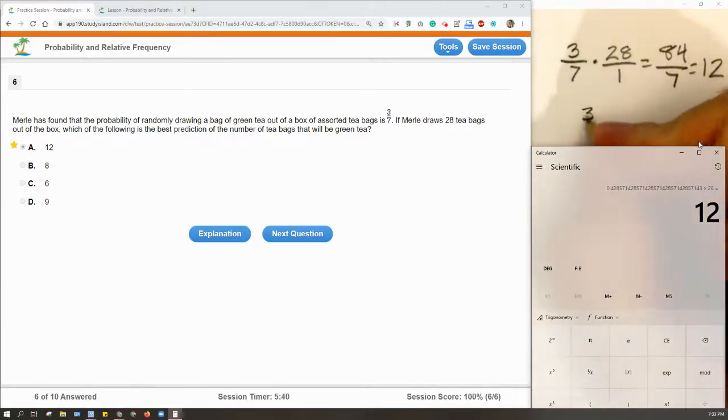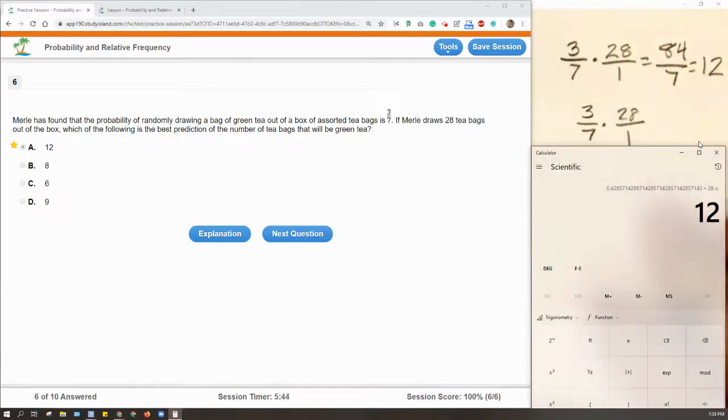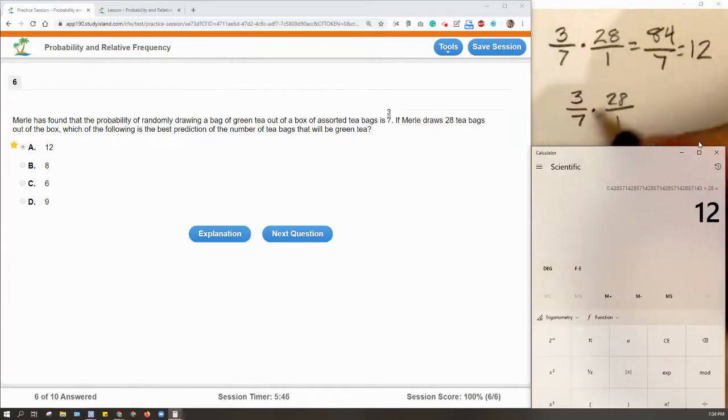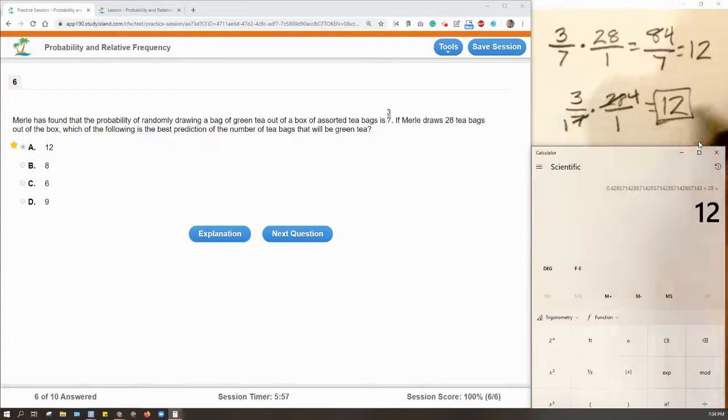The way I like to multiply my fractions when I have numbers that I can simplify is I simplify first. I see 28 and 7 both divide by 7. 28 divided by 7 is 4. 7 divided by 7 is 1. So this turns into 3 over 1 times 4 over 1, which is just 3 times 4, which is just 12. So either way, you get 12.